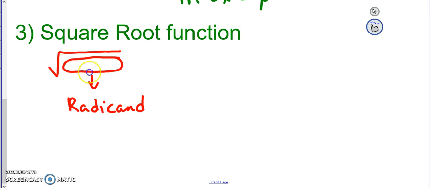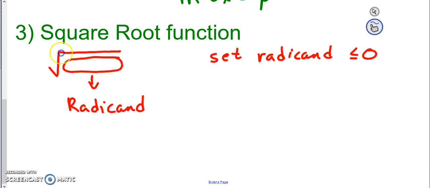So what you're going to do is take whatever's underneath there, the radicand, and set it less than or equal to 0. Because whether it's a square root or any even root, meaning an even index number there, the number underneath the radical cannot be a negative number.